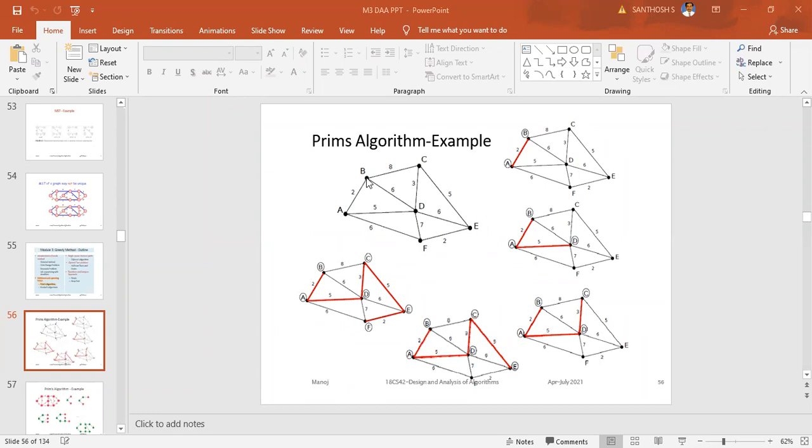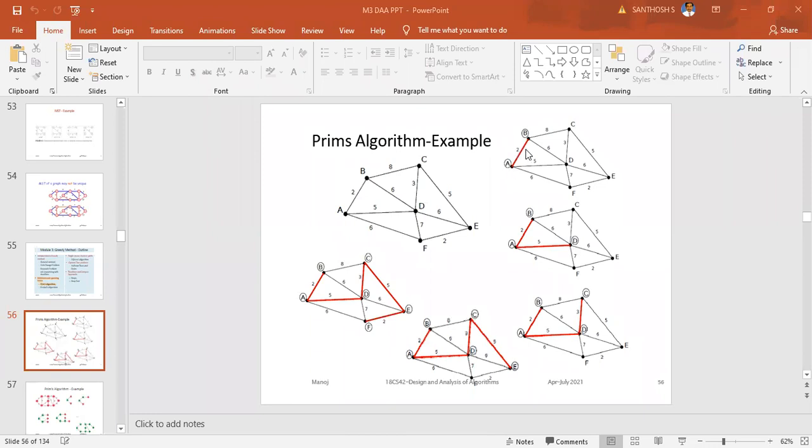So here you are taking the source node as B and the destination node as F. From B, which is the shortest path you have to find out? From B to A it is 2, from B to C it is 8, from B to D it is 6. In that, which is the minimum one? B to A. So this is the first edge you take.